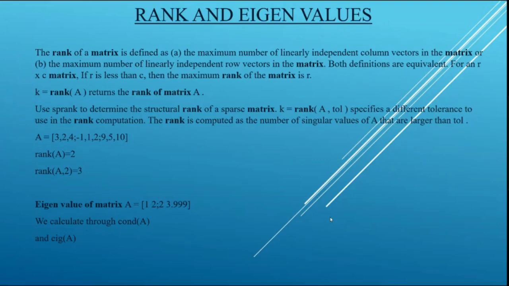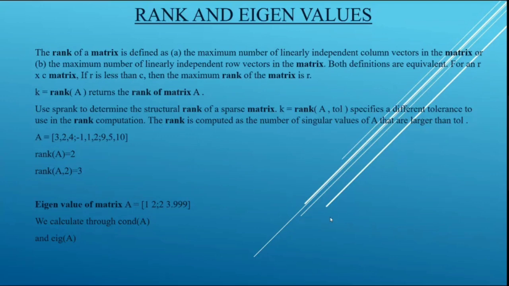So basically, what is the rank of a matrix? The rank of a matrix is defined as A, the maximum number of linearly independent column vectors in the matrix, or point B, the maximum number of linearly independent row vectors in the matrix. Both the definitions are equivalent, but for an R into C matrix, if R is less than C, then the maximum rank of the matrix is R.